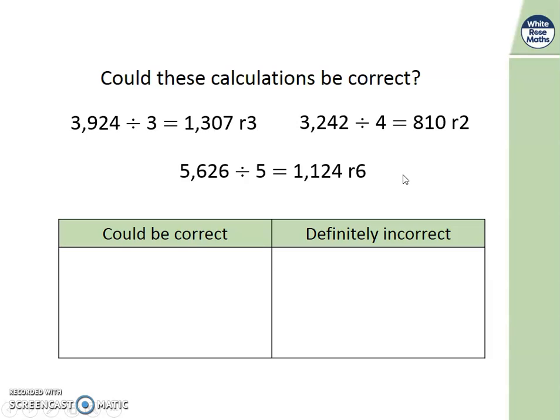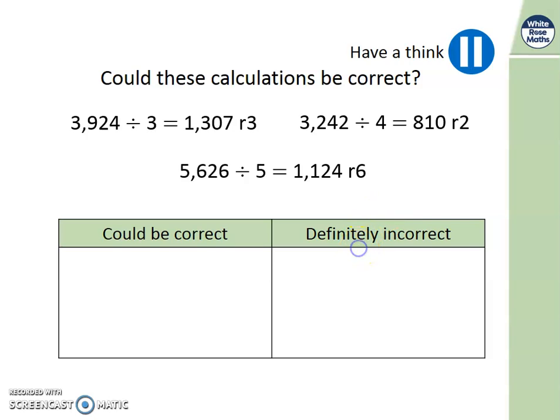I do not want you to work out the answers. I want you to base it on what you know about the link between the divisor and the remainder. The divisor, the remainder. And from that, sort them into whether they could be correct or whether you know they are definitely not correct. Pause and try.